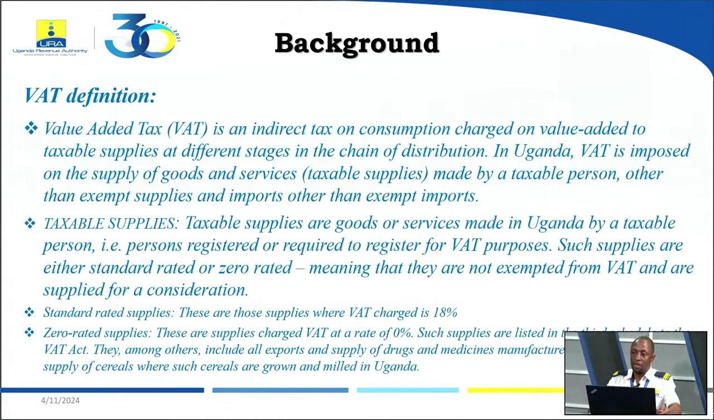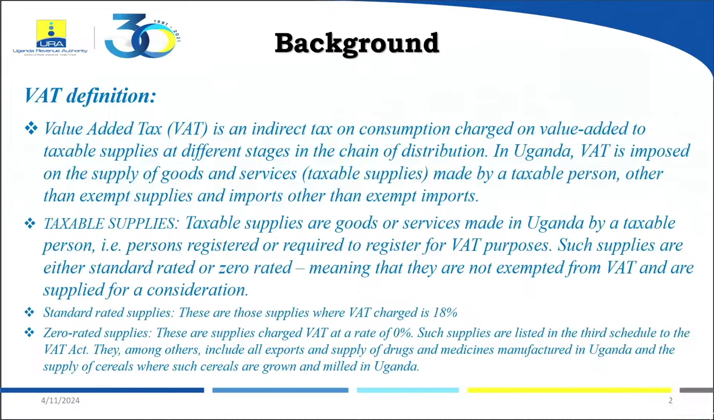When you check the VAT Act, you'll find that we have schedules. We have schedule 2 and schedule 3. Schedule 2 is for the zero rated supplies, and then schedule 3 goes for the exempt supplies. So when you check under those schedules, you'll find that the items have been listed under those categories, so that you can reference and know whether, even if you're supplying an item, you're required to charge VAT on it, or it is an exempt item.